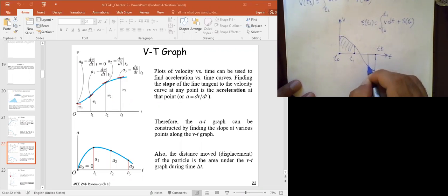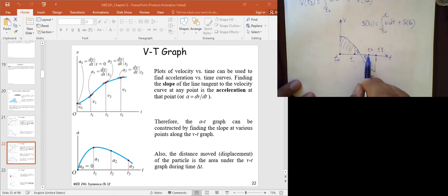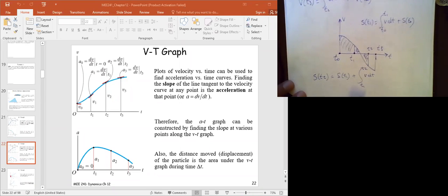If I integrated this guy, let's say this is t2 here, if I found the area under the curve between t1 and t2, here the area would be negative, right? If you do this, you're finding the position at time t2 starting from the position at time t1. So S of t2 is equal to S of t1 plus the integral of v dt from t1 to t2. Okay, so just remember that.